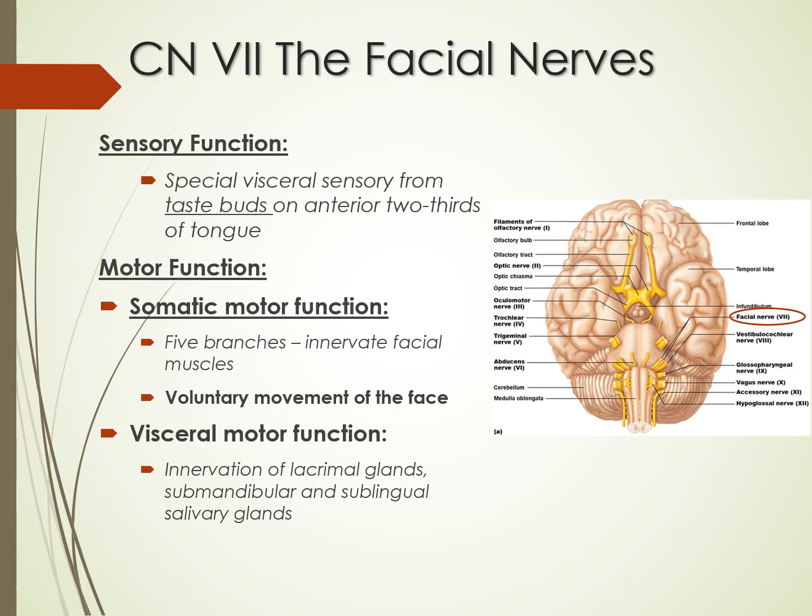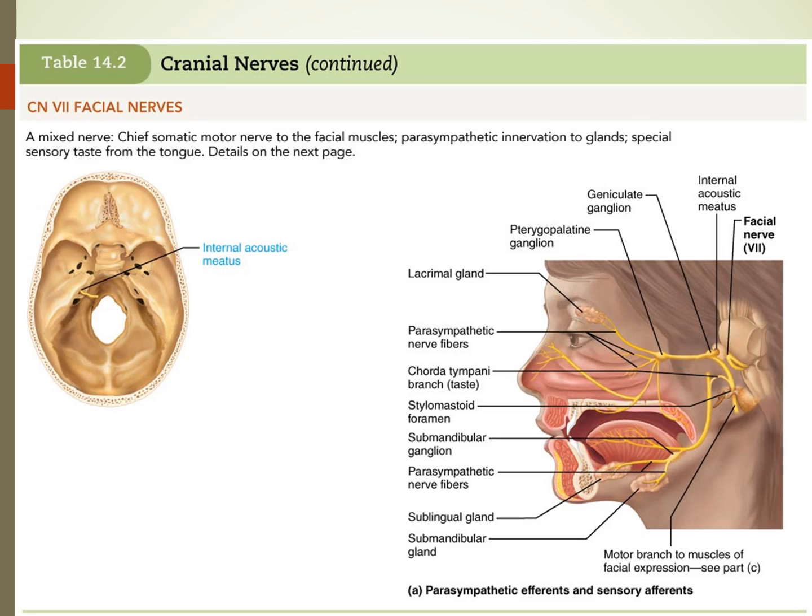That's somatic motor function, all voluntary movement of the face. And we have 5 branches of the facial nerve instead of just our 3 for the trigeminal nerve. We also have a little bit of visceral motor function, so a little autonomic nervous system, and they innervate some of our lacrimal glands and salivary glands. So essentially what we do to make tears and saliva. That's part of that autonomic nervous system because we don't have voluntary control over our lacrimal glands and salivary glands.